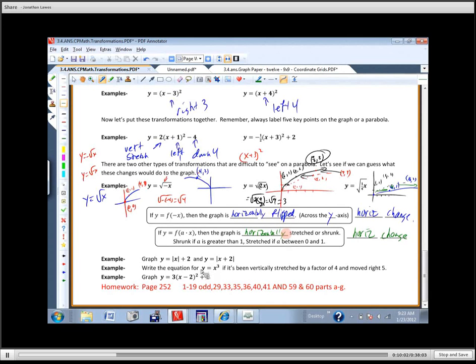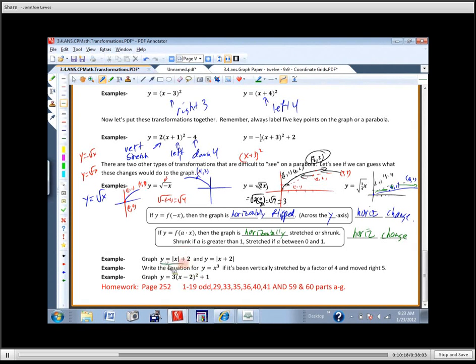Okay, I want to take a quick look at these problems right here, and then I'll turn you loose. You can work on the assignment for a bit. I do want to get started on 3.5, at least have you think about that, and then we'll finish that up tomorrow. Okay? All right, let's see.